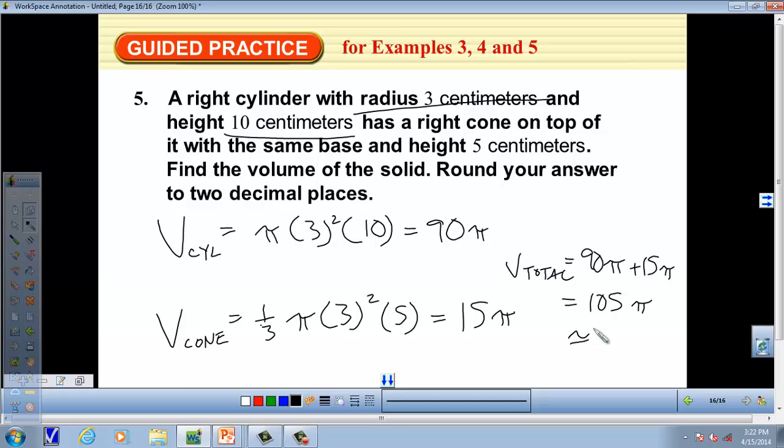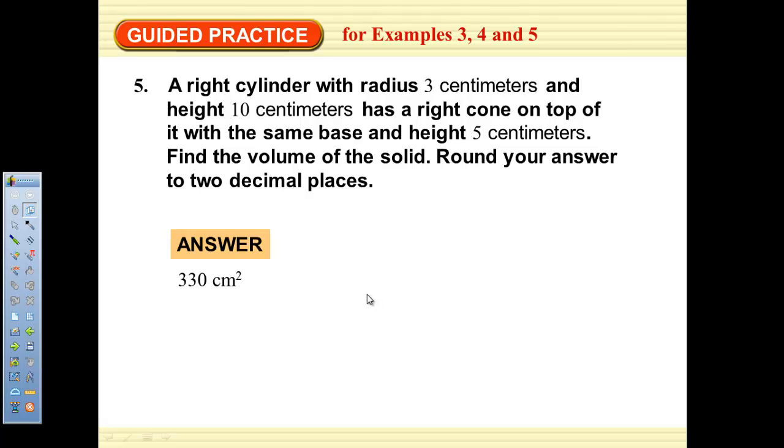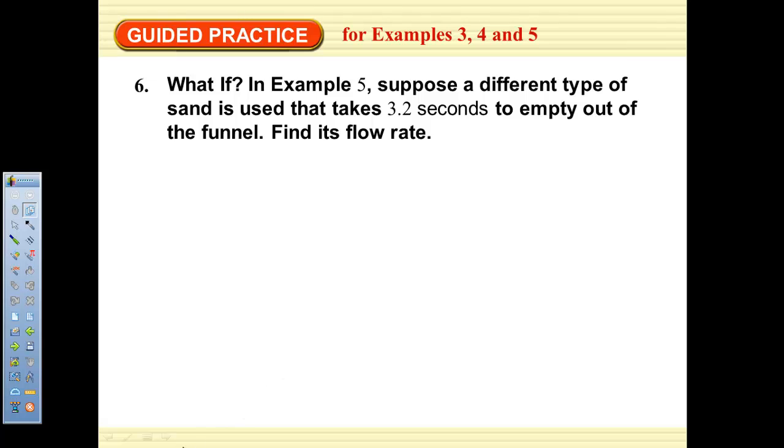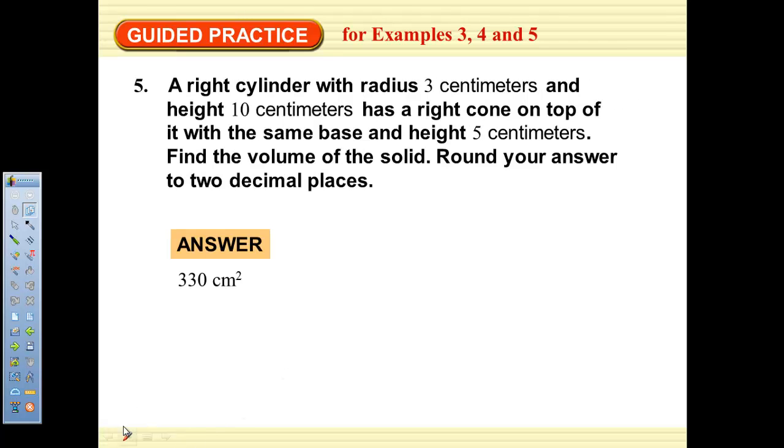Now we get our calculator out. So we're going to do 105 pi. It ends up being 329.87 cubic centimeters. Okay? They say about 330. Ours is better. Oh wait, what did it say? Round to 2 decimal places. So that's completely wrong. Ours is correct.